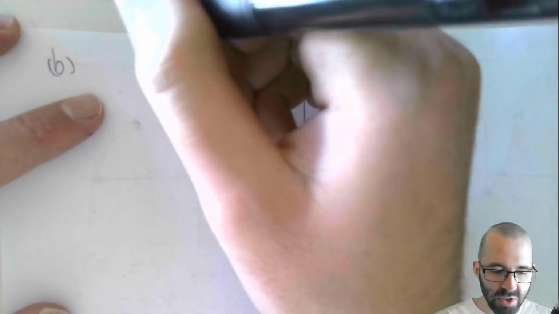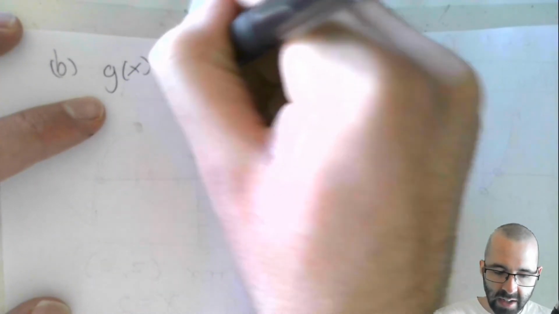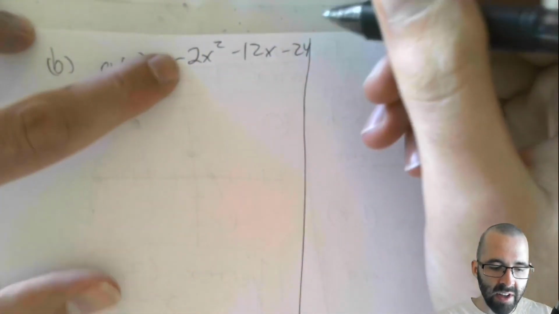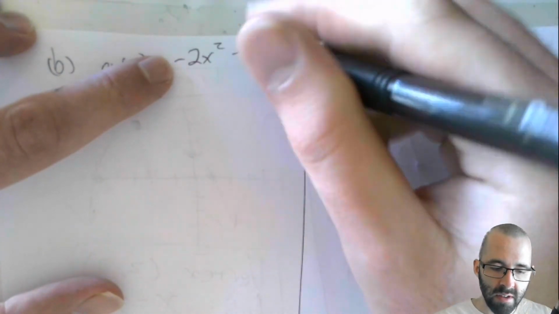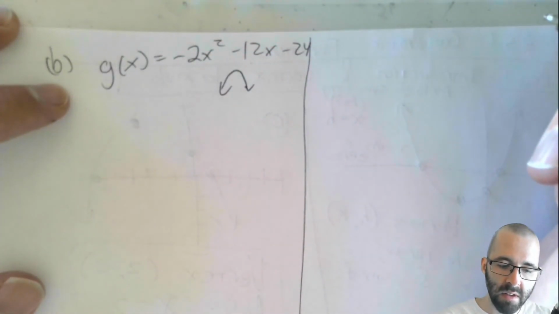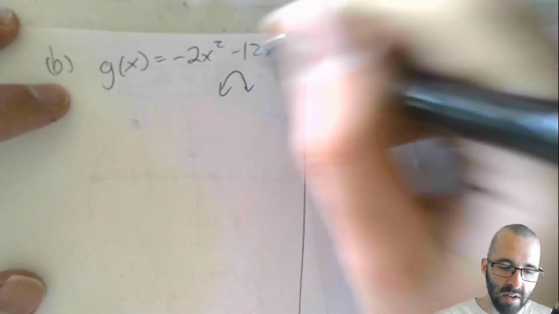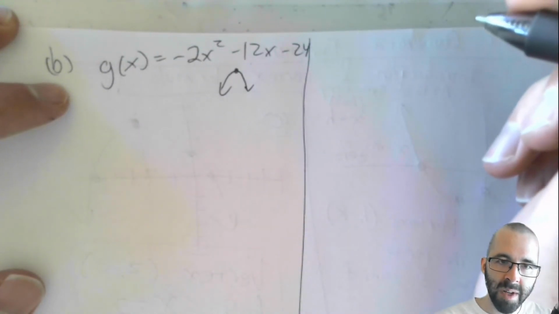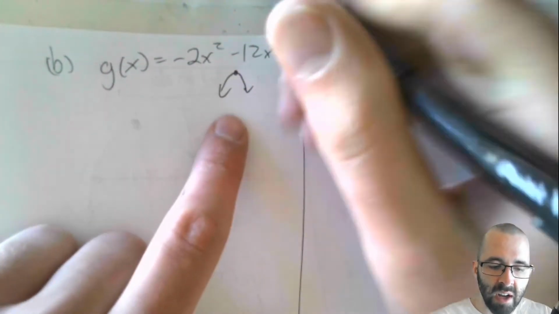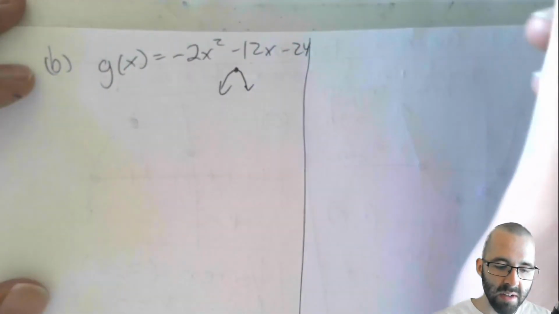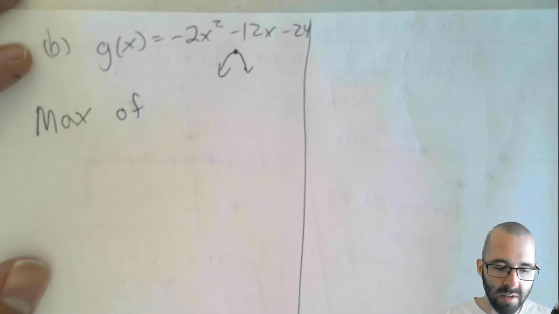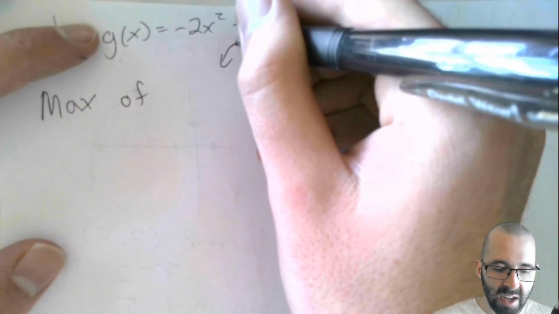Part B, g of x equal to negative 2x squared minus 12x minus 24. We're going to do the same thing. Again, look at the leading coefficient. Negative. This is going to be a downwards parabola. Okay? So at the vertex, is that going to be a max or a minimum? It's going to be a maximum. That's the biggest it ever gets. There is no minimum here. It goes down and down forever. But there is a max value of this parabola. We're going to say the max of, I don't know the max value yet. Let's leave it blank. But the vertex tells us that maximum value.